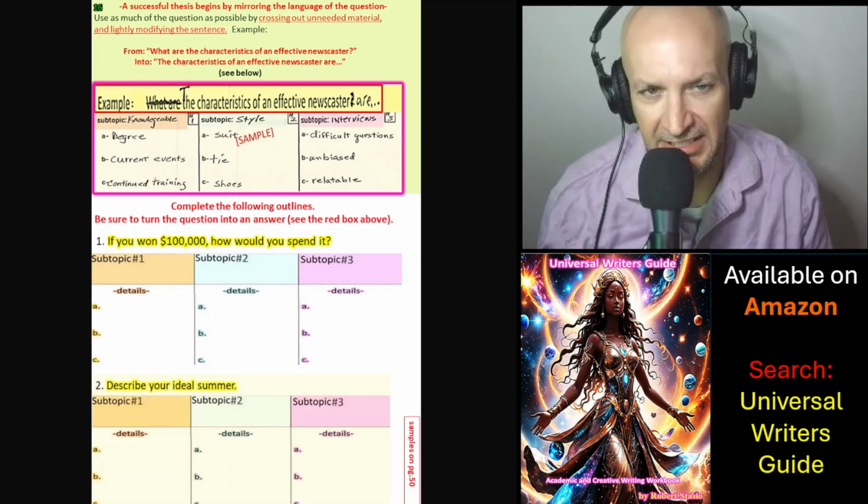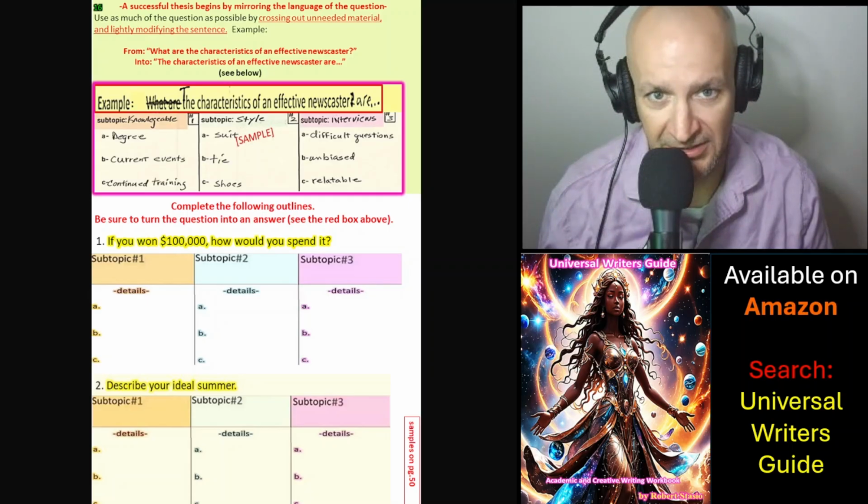And you can see that it leads directly into our outline, right? So the characteristics of an effective newscaster that we're going to discuss are: in paragraph 1, they're knowledgeable. Paragraph 2, they have style. In paragraph 3, they conduct good interviews. Okay, and you see how that essay is going to play out if you've seen the previous chapter.